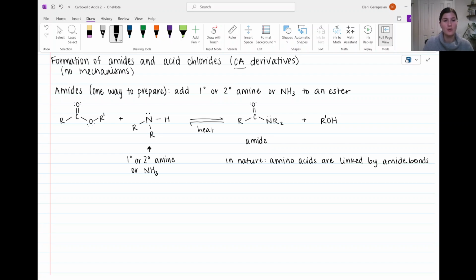Now we'll move to acid chlorides. So remember, we're not covering mechanisms for these. But we'll talk about two reagents that will produce an acid chloride from a carboxylic acid. Here's an example of a carboxylic acid. We have 4 carbons in the chain, so this is butanoic acid. And then one reagent that will produce an acid chloride is SOCl2. This is thionyl chloride.